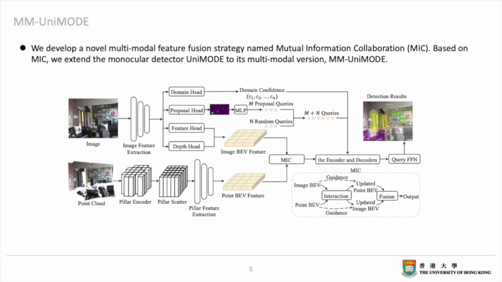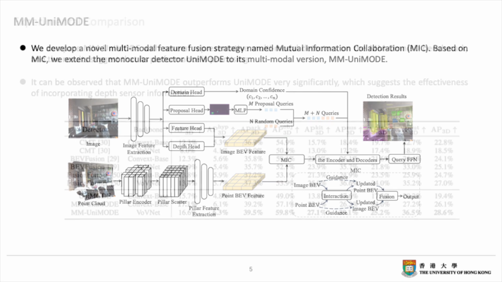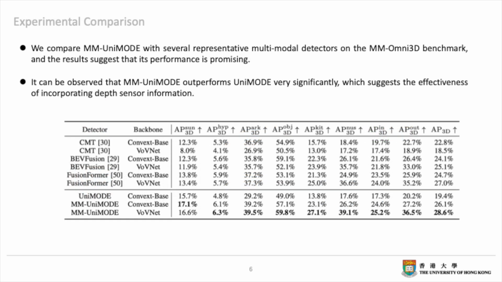Obtaining the image and point BEV features, we fuse them with the proposed fusion module, which enables the image BEV feature and point BEV feature to complement the information of each other, and the multimodal BEV feature is derived. Subsequently, 1 encoder and 6 decoders with the same implementation as UniMODE are employed to generate detection results based on the multimodal BEV feature.